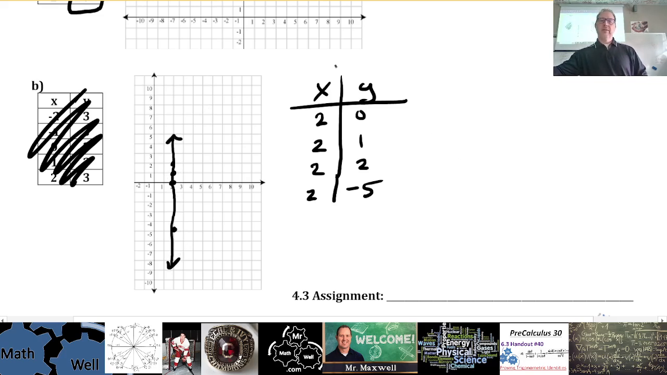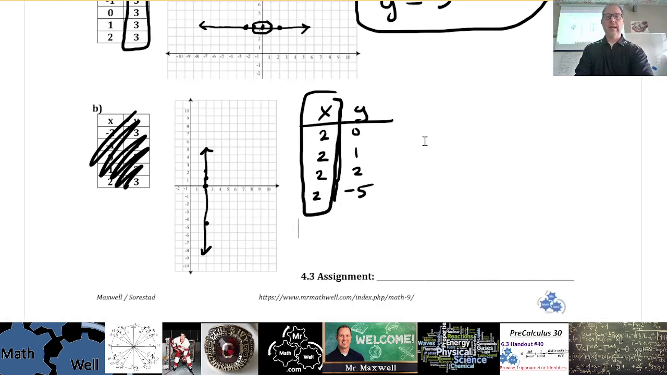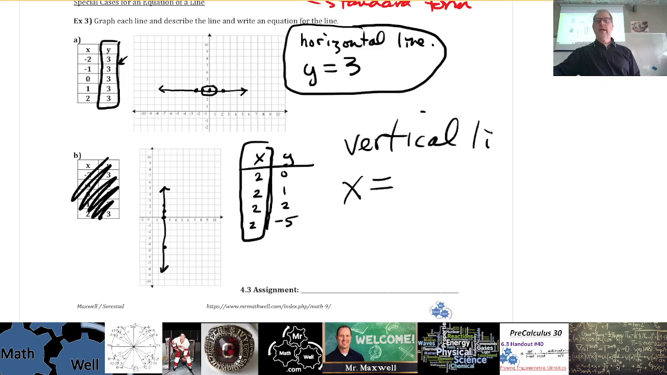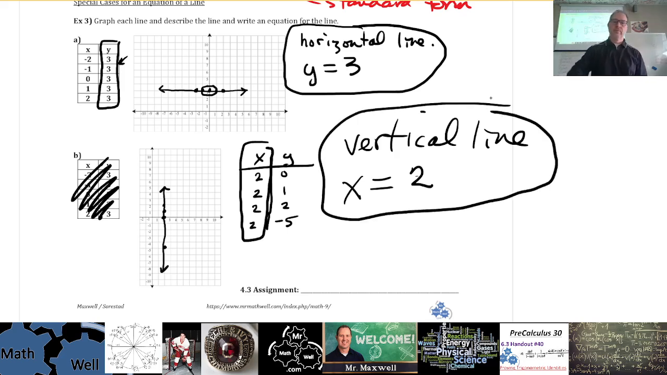But look at this, the x values are all 2. So what's the pattern there? What do you think the equation of this vertical line would be? If the horizontal line was y equals 3, what's the equation of this vertical, straight up and down line? Any idea? x equals 2. Exactly right. This is a vertical line, and it's x equals whatever is the x-intercept. In this case, it's 2. So those are the special cases there. And yeah, we'll have to change this. That's not right.